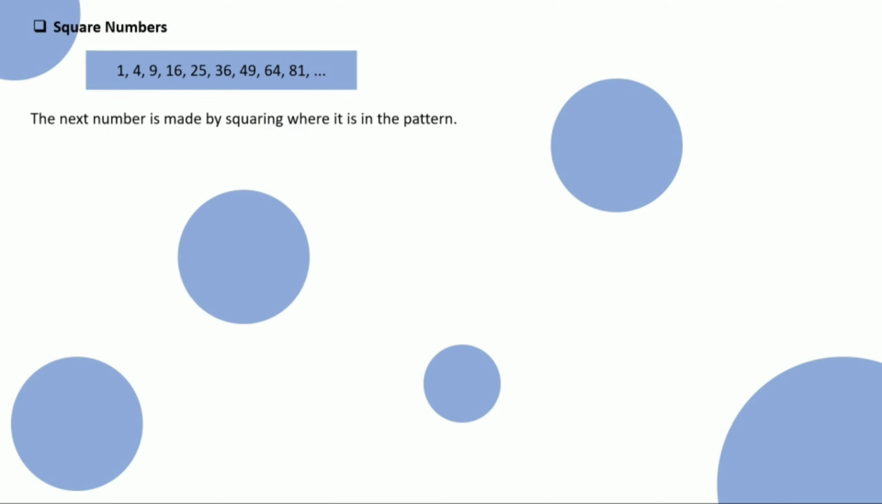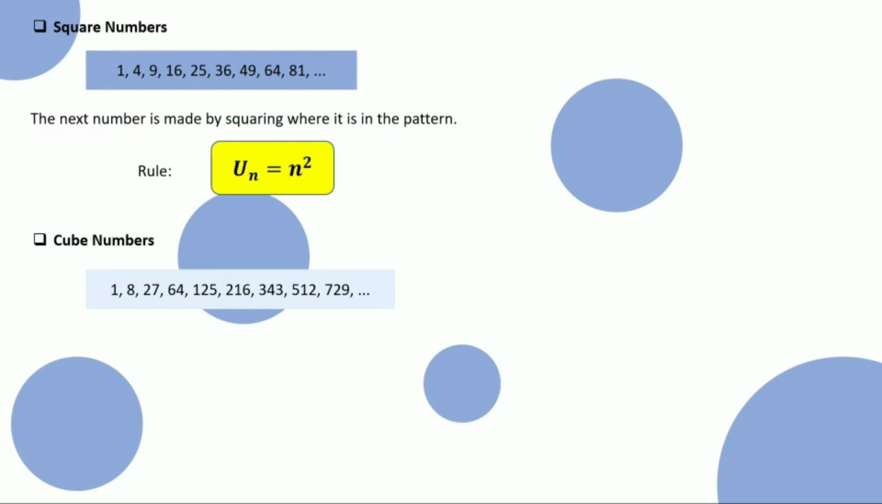Next is square numbers. For example, 1, 4, 9, 16, 25, 36, 49, 64, 81, and so on. The next number is made by squaring where it is in the pattern. The rule is un equals n squared.